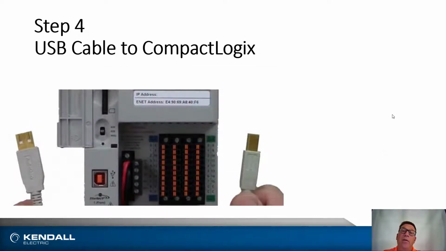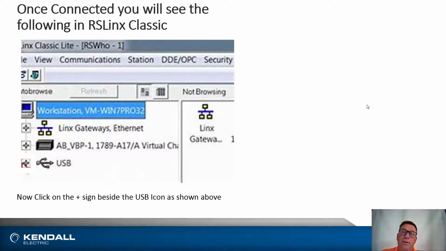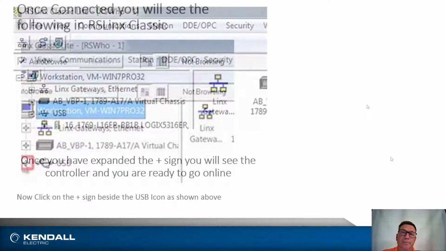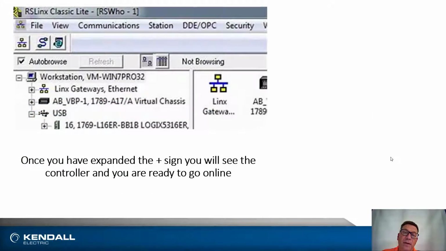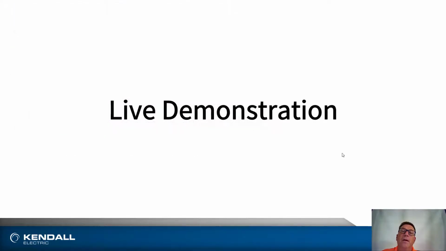Step four, now plug the other end of your USB cable to the CompactLogix, as you see on the screen here. Once you have connected to the CompactLogix controller via USB from your computer, you're going to open up RSLinx Classic. And if you notice, you now have a USB driver that was automatically configured when you plugged into the controller. Now we want to click on the plus sign that you see to the left on the screen. Once you've expanded the plus sign, you can see the controller and you're ready to go online. Now let's show you a live demonstration of how this all works.